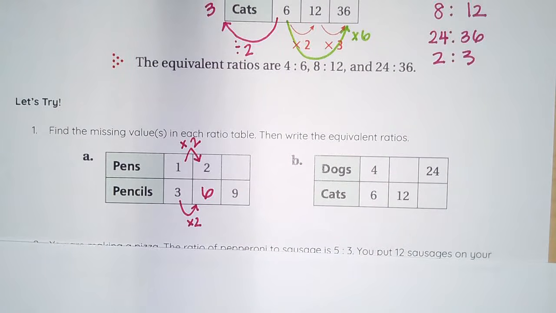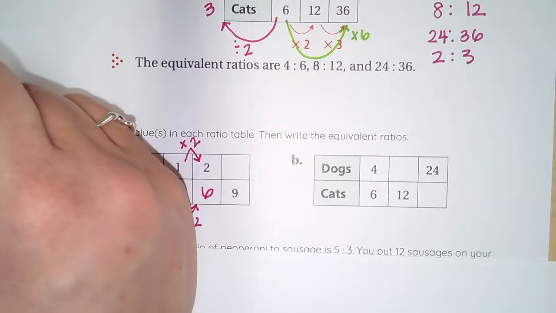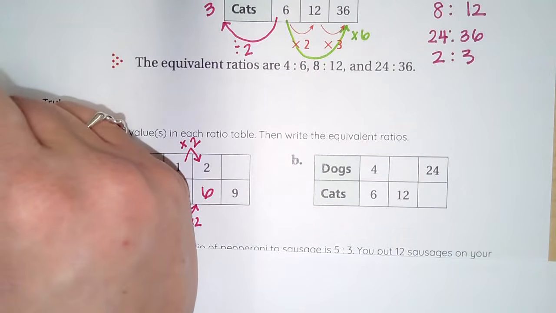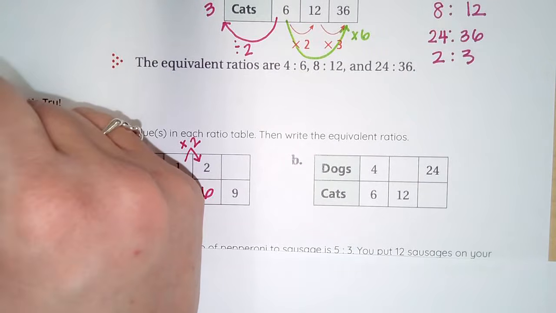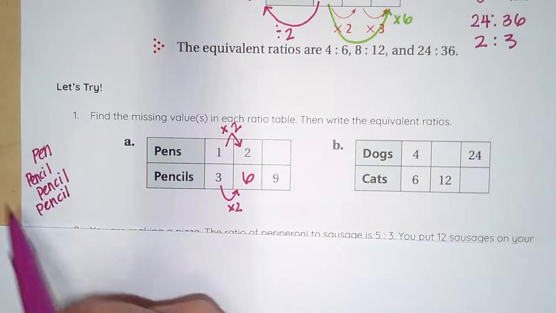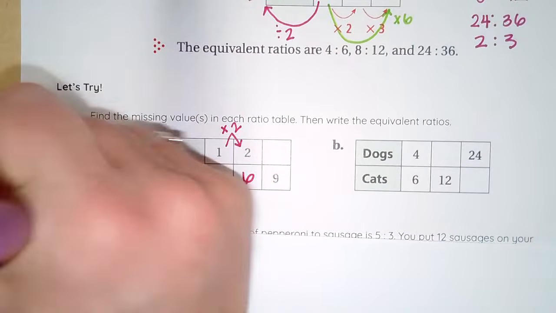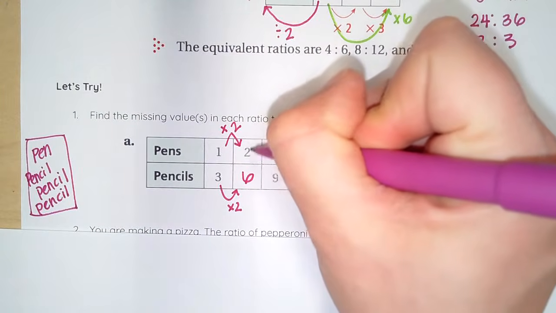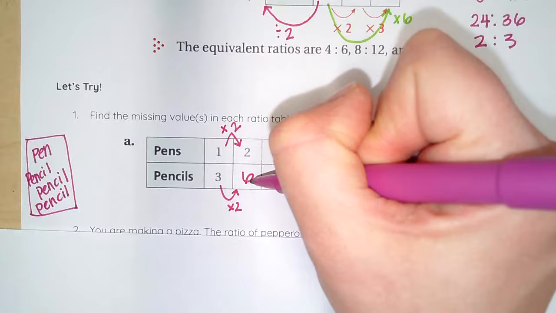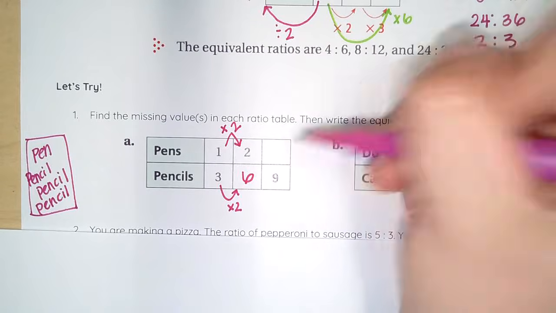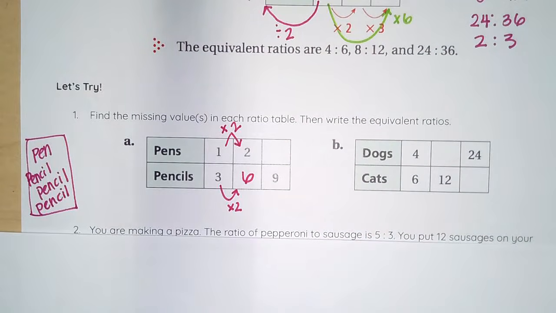So it's kind of like if we were to draw a picture of one pen and 3 pencils, pencil, pencil, pencil. These are like a set. This is a set, one set. So then to find out the next set, so if I have 2 sets, how many pencils would I have? Or if I have 2 pens in a set. Then we can look at the next one.